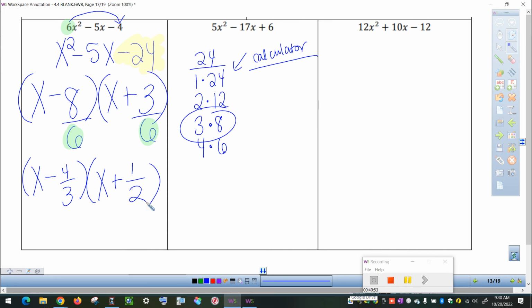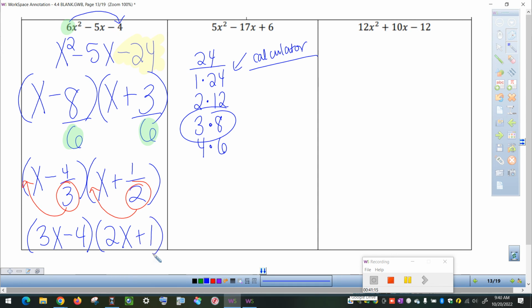So make sure that we have our fractions simplified. Now we can go ahead and take our denominators and slide those back in front of the x. So final answer here, we have 3x minus 4. In the second one there, we have 2x plus 1. And you can always, at the end here, check your answer with FOIL.